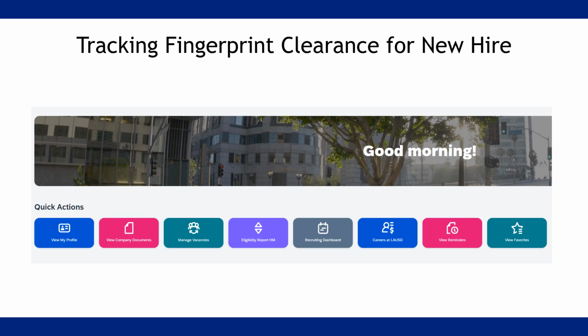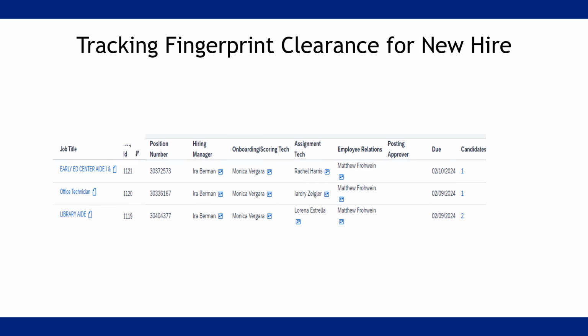Hiring managers can track to see when an external candidate who has accepted a job offer is ready to set a date to start working. In order to be ready to start, the candidate will need to clear fingerprints. To check the status of fingerprint clearance, the hiring manager should click on the Recruiting Dashboard tile on the home page. The Job Requisitions page is displayed.